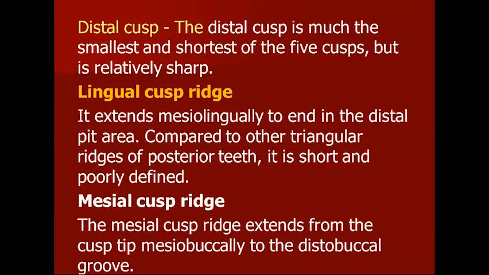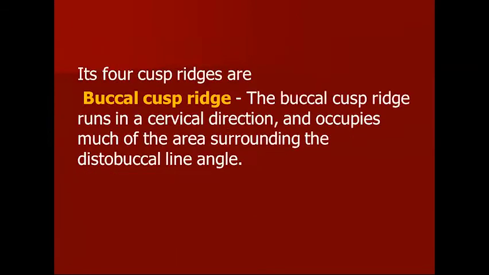Mesial cusp ridge, the mesial cusp ridge extends from the cusp tip mesiobuccally to the distobuccal groove. Its four cusp ridges are buccal cusp ridge. The buccal cusp ridge extends in a cervical direction and occupies much of the area surrounding the distobuccal line angle.